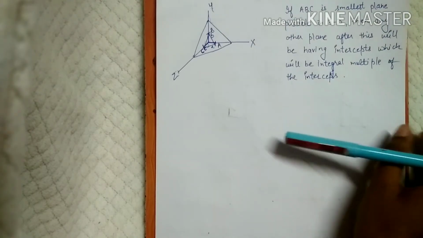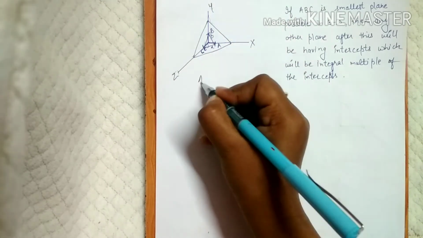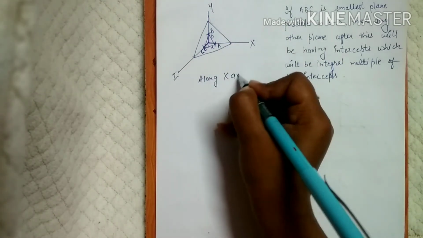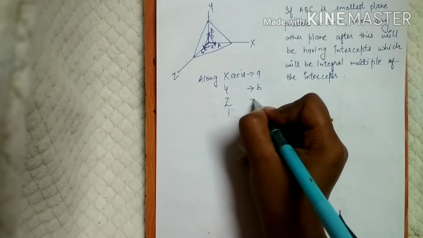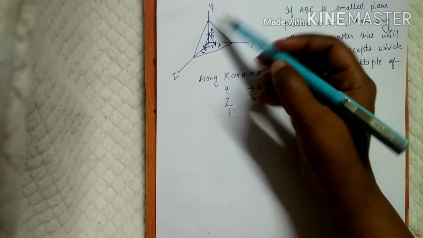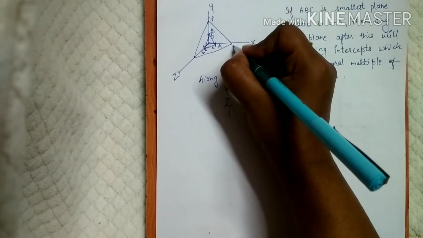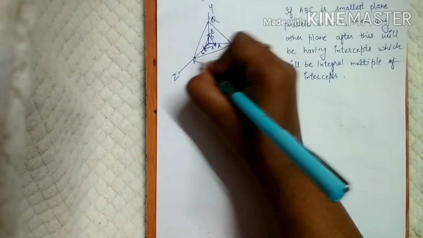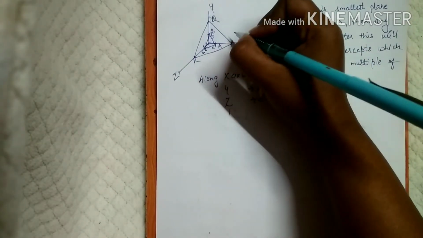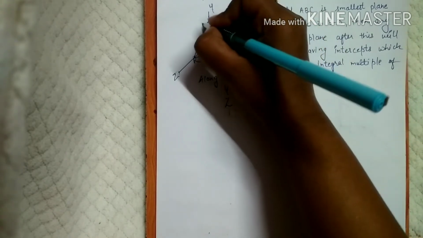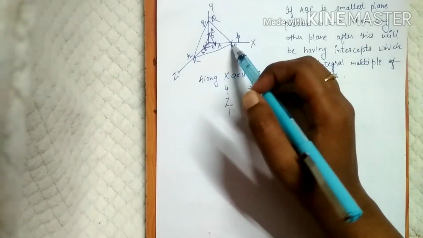Now what does the statement mean? Suppose along the x-axis we have intercept A, along the y-axis we have intercept B, and along the z-axis we have intercept C. So now we have taken another plane. Suppose this is your plane PQR, then PQR will again have intercepts. Suppose it has the intercepts p, small q, and small r. These are the intercepts along the x, y, and z axes for the plane PQR.